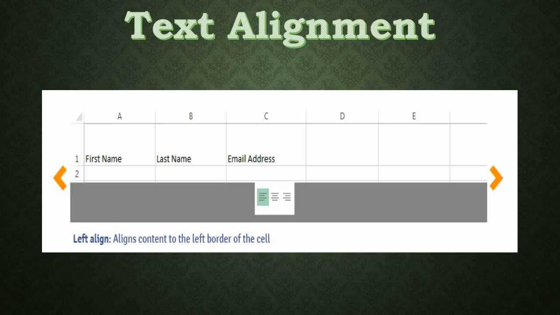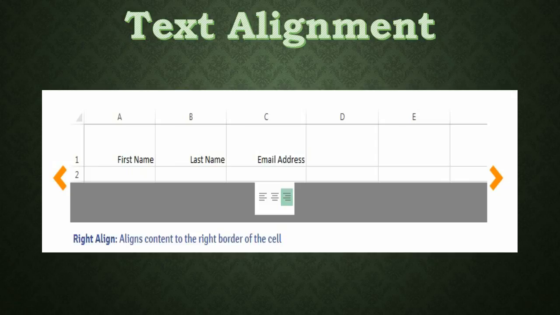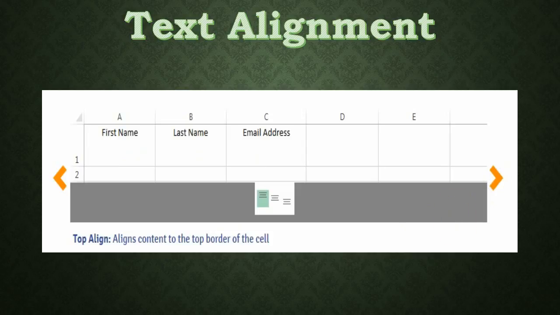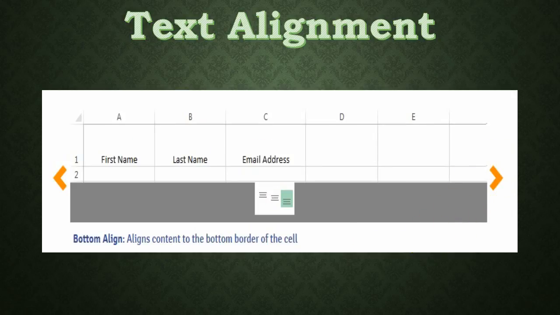So here we're going to go through the different alignment options that are available to you. This is the left alignment, which aligns content to the left border of the cell. You've got your center alignment, which aligns content an equal distance from the left and the right borders of the cell. And you've got your right align, which aligns content to the right border of the cell. You also got your top align, which aligns content to the top border of the cell. The middle align, which aligns content an equal distance from the top and bottom borders. And the bottom align, which aligns content to the bottom border of the cell.